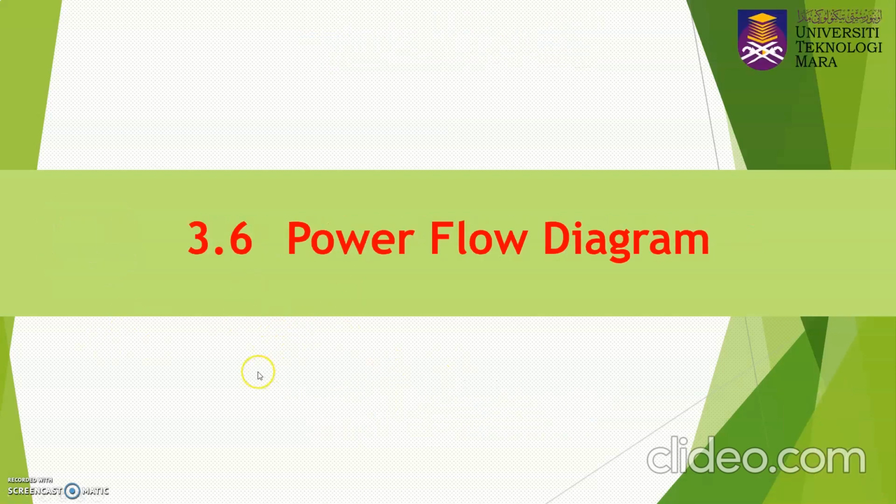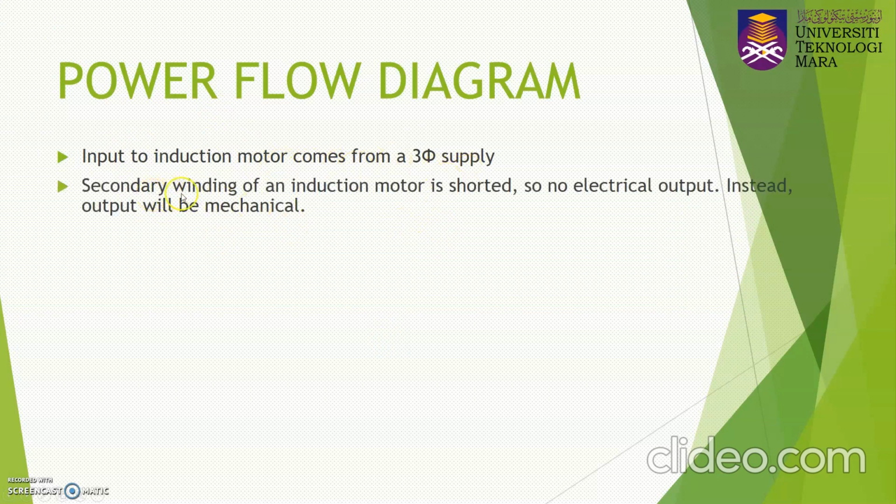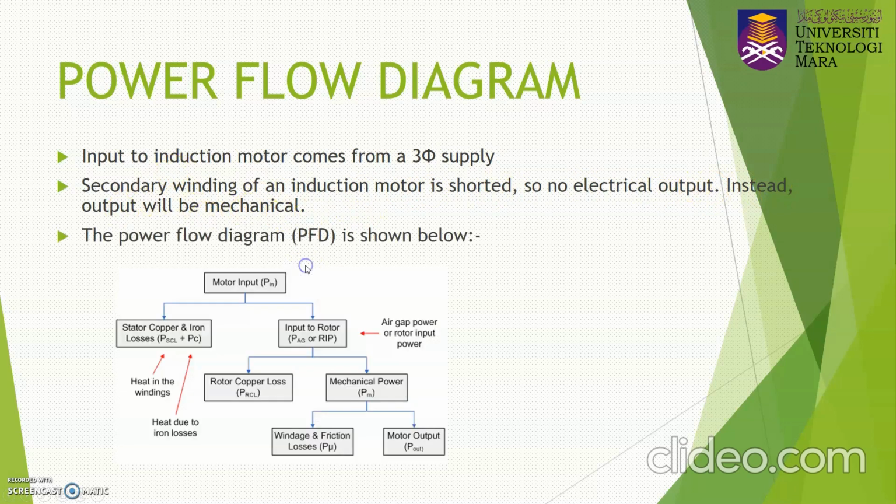Alright. So the topic that we are going to cover in this video includes the power flow diagram for the induction machines. For the power flow diagram, the input to the induction motor comes from the three-phase supply. The secondary winding of an induction motor is shorted, so no electrical output will exist. Instead, the output will be in mechanical form. The power flow diagram for the induction machine is shown below.